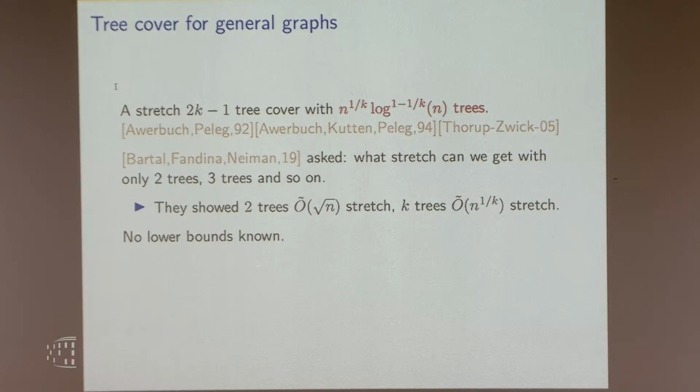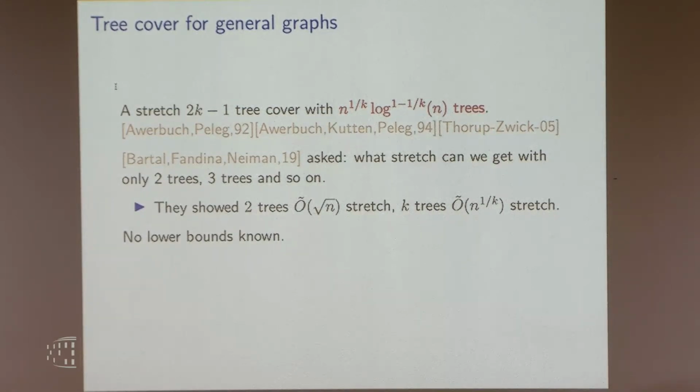But I think Matar, Fandina and Neiman ask a really interesting question, which is, now suppose that you don't have so many trees. Let's say that you can only have 2 trees, or say you have 3 trees. What kind of stretch guarantee could you get? So for 2 trees, they are able to get square root n, and for 3 trees, you get something like n to the 1/3, and with more trees, the stretch reduces.